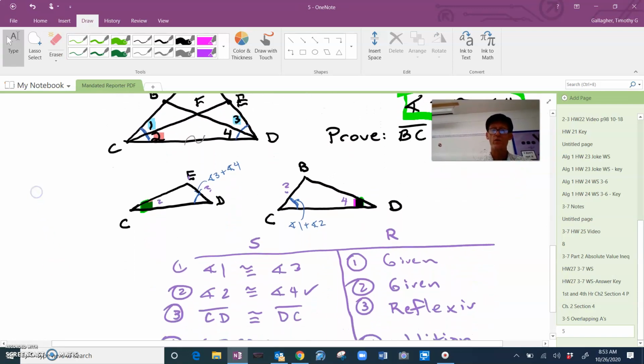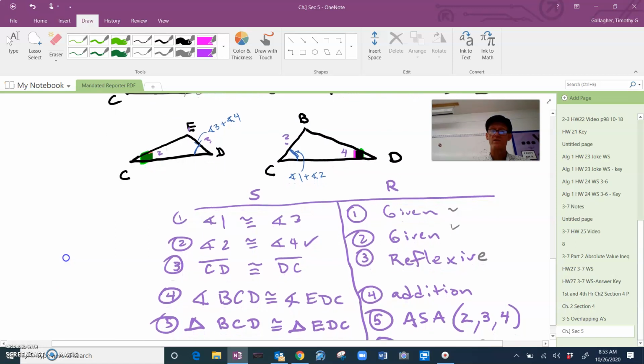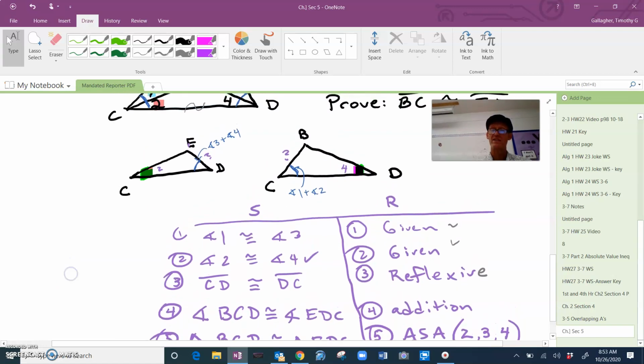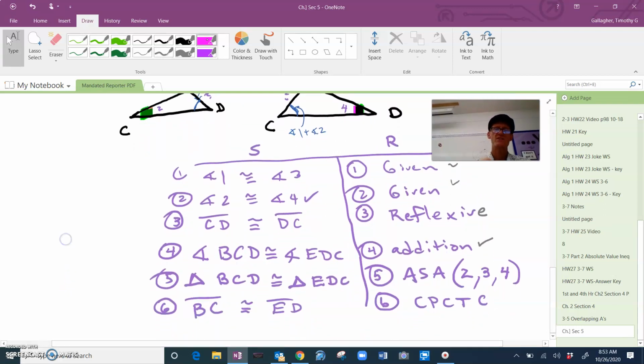And then we went ahead and did our proof. We put our two givens down. And then we recognized that there were overlapping triangles. We used a reflexive property there. And then we said we needed that addition angle, and that was BCD and EDC. And you can see the reflexive side here, CD and DC. Anyway, that's how we get the triangles congruent, angle side angle. And then the two sides are congruent by CPCTC. Okay, so there's your 15-minute rundown of 3.5.